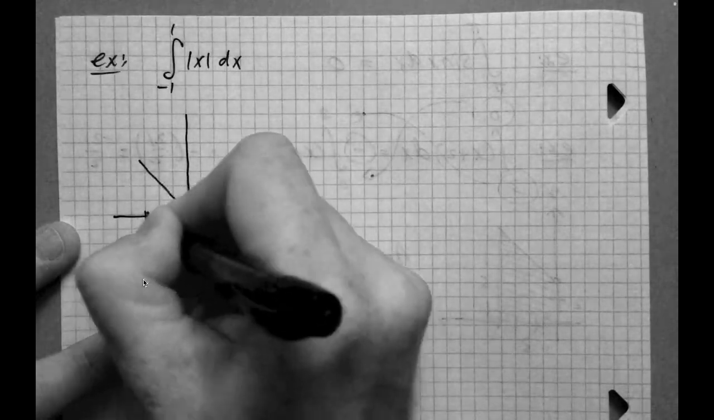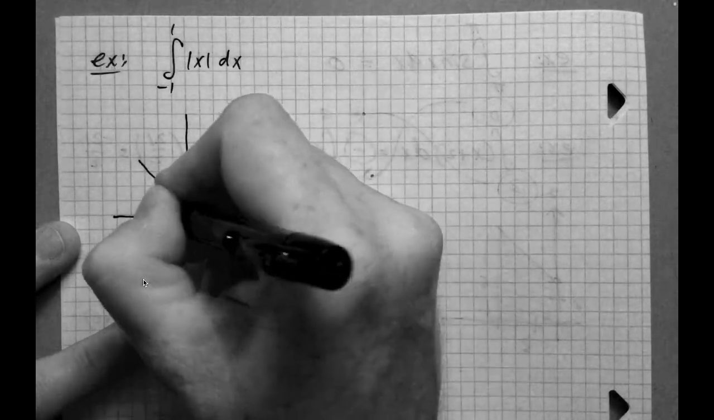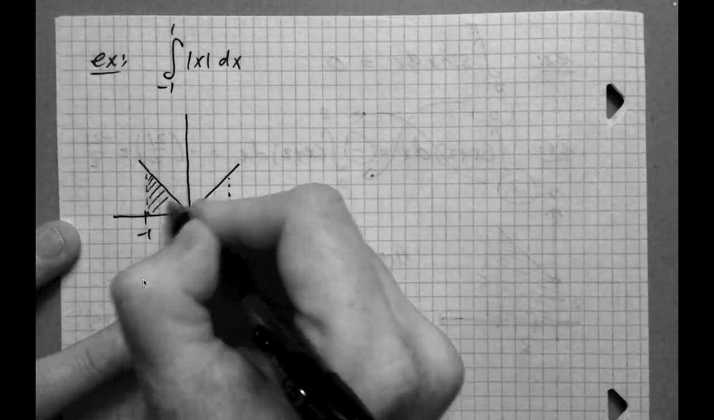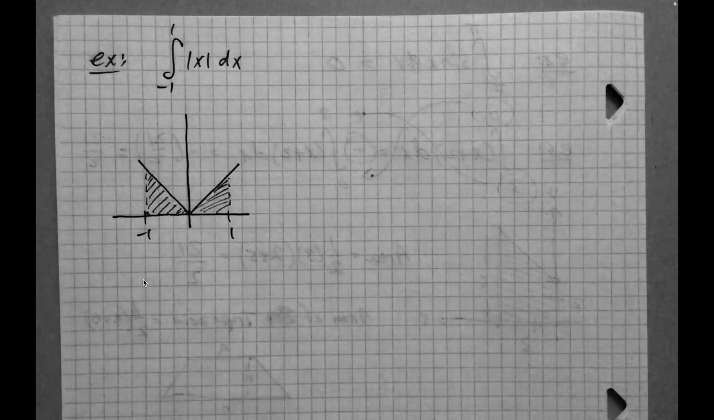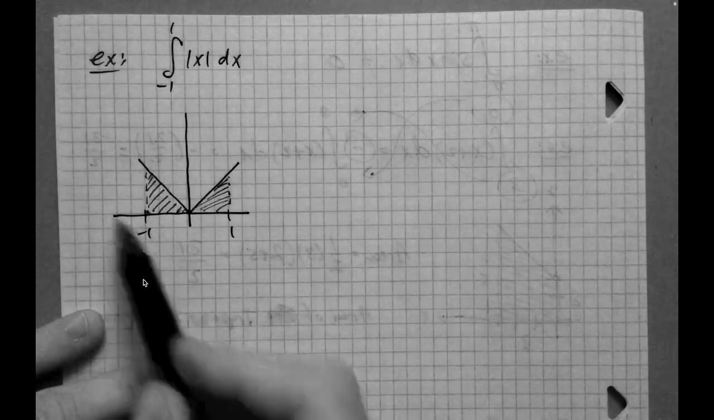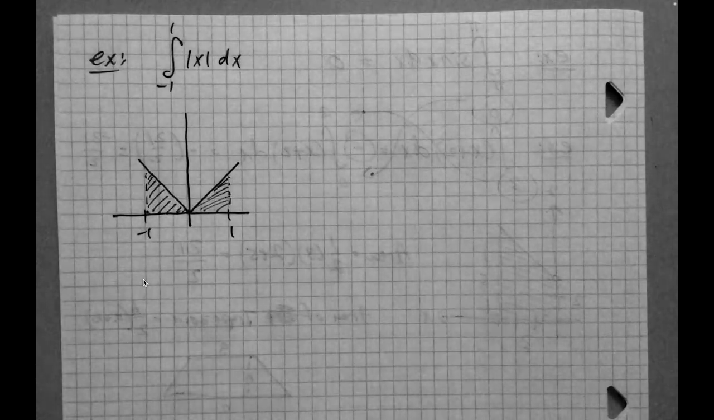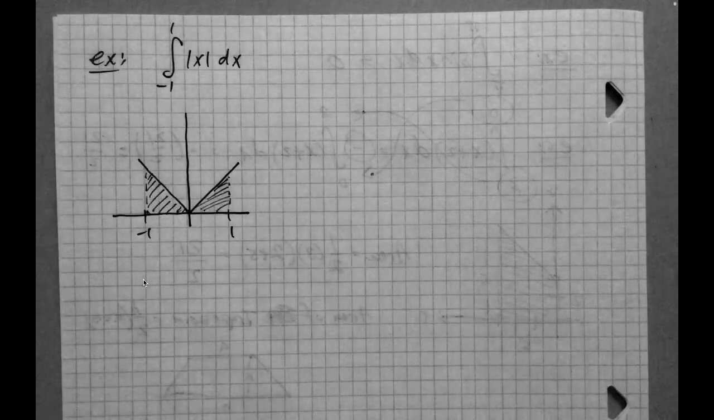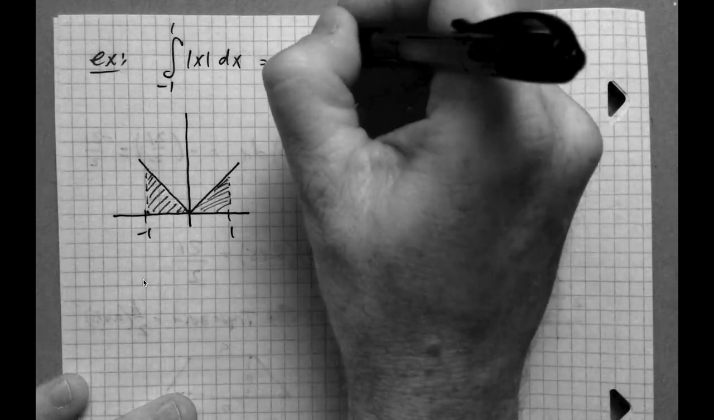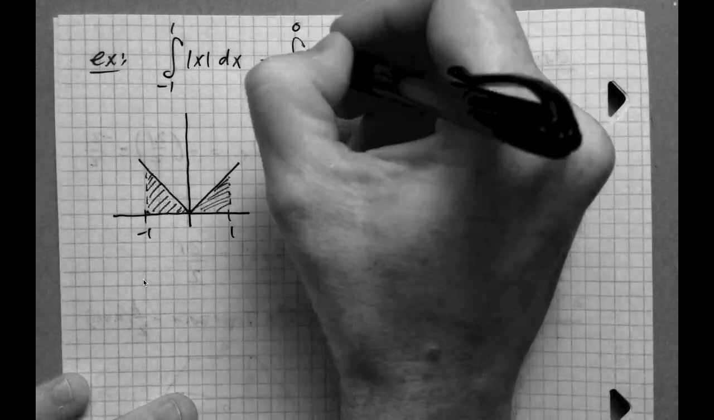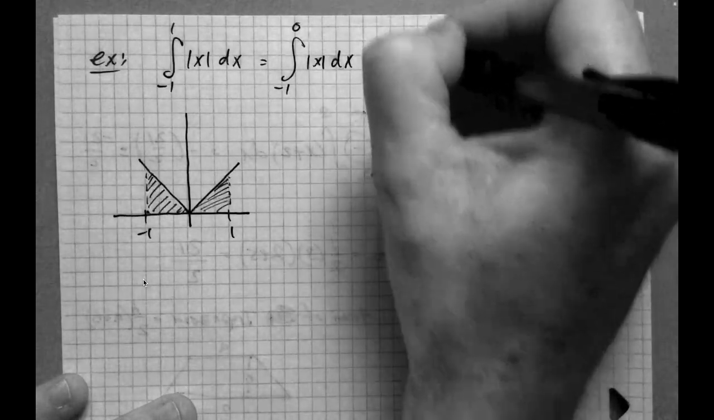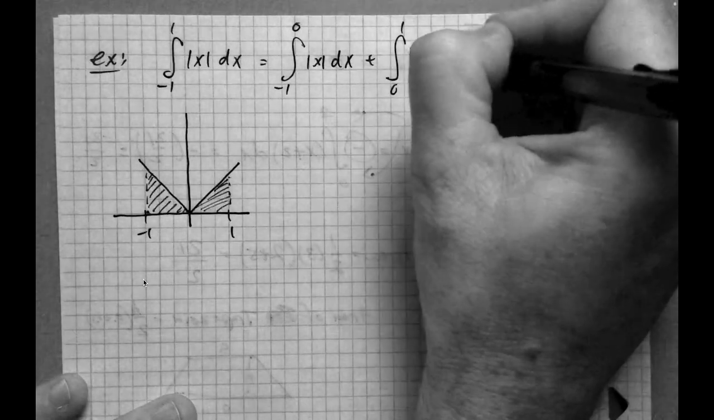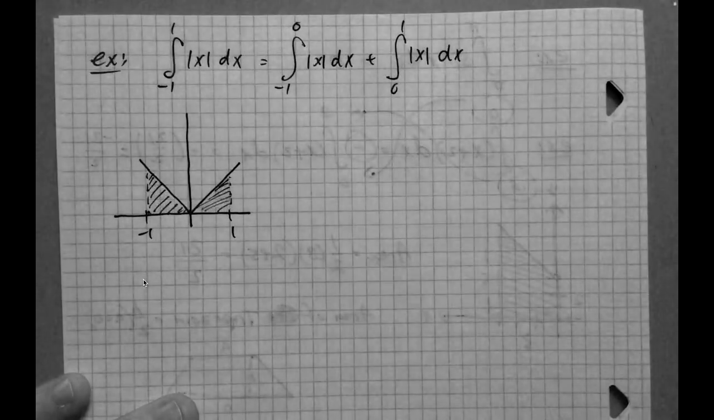So let's say you've got -1 here, +1 there. So we're interested in all of this area right there. Well, we don't know how to integrate the absolute value of x yet, right? But we do know that the integral from -1 to 0 of the absolute value of x dx plus the integral from 0 to 1 of the absolute value of x dx is equal to the integral we're looking for.